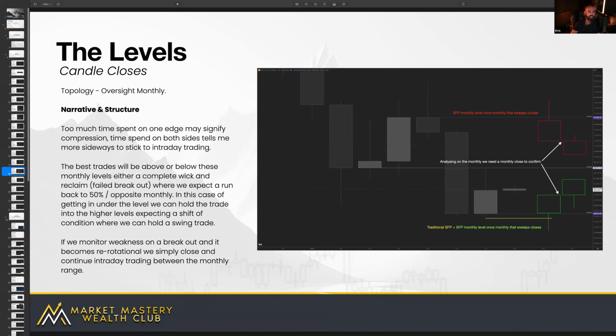So the best trades will be above or below these monthly levels, obviously, as we've just discussed. Complete wick and reclaim, so a failed breakout, where we expect a run back to the 50%, like we'd treat this like a VWAP or a point of control, or the opposite monthly level. So in this case, it went through that low. I'd expect it to go back up to here and to here, or it went through here. I'd expect it to go to here or down to here.